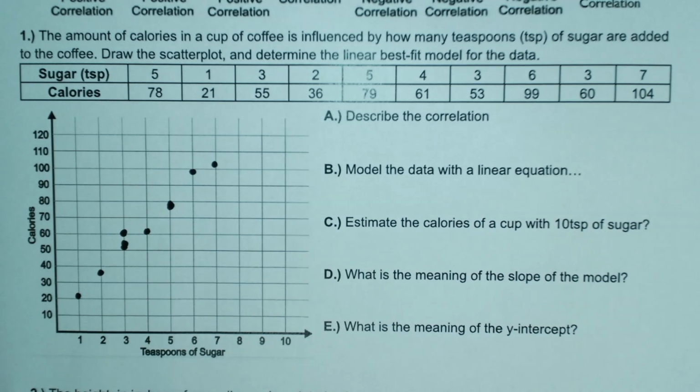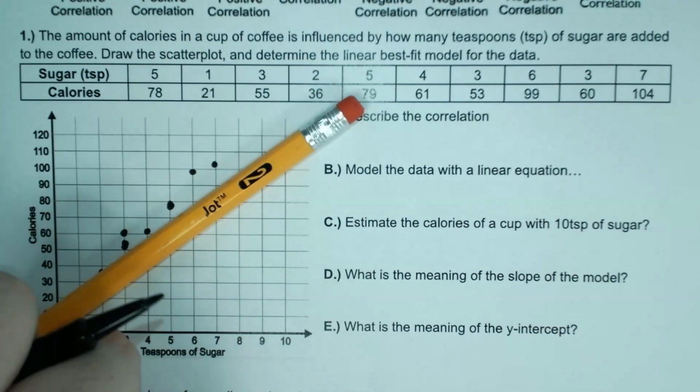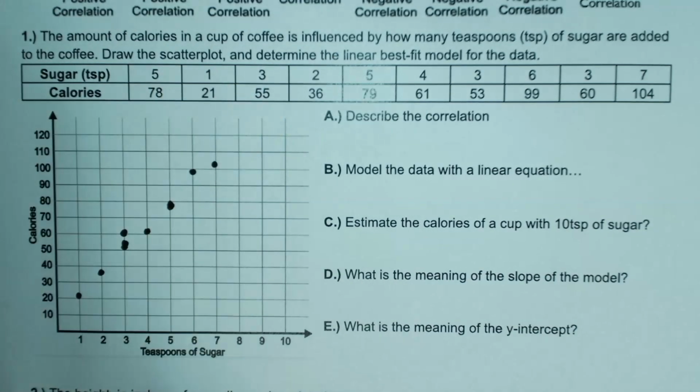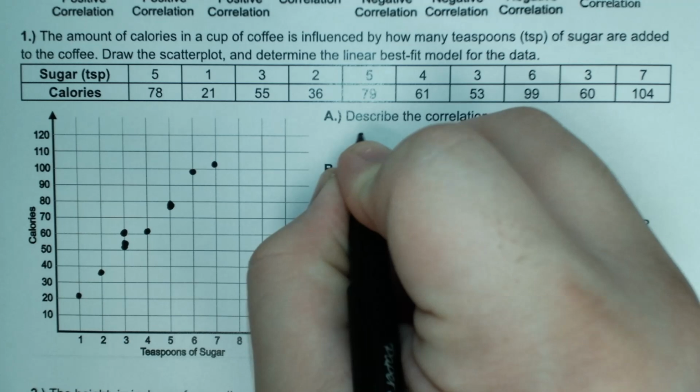Okay, describe the correlation. Would you say that that's a positive or a negative correlation? Yeah, definitely a positive, and a pretty strong one at that. If I use a pencil to kind of show the trajectory, I mean, that pencil pretty much covers all the points. There's nothing too far away, so I would call this strong positive.